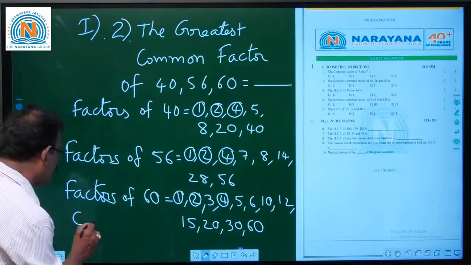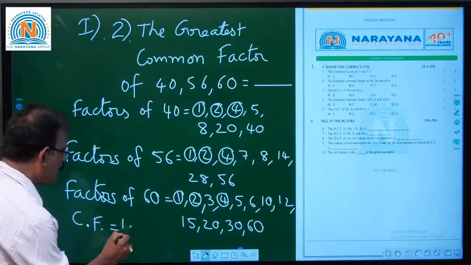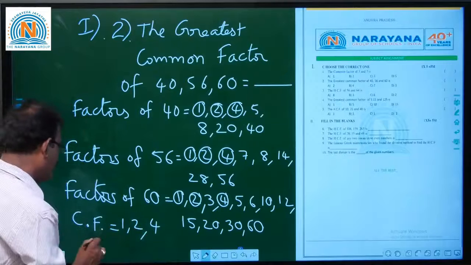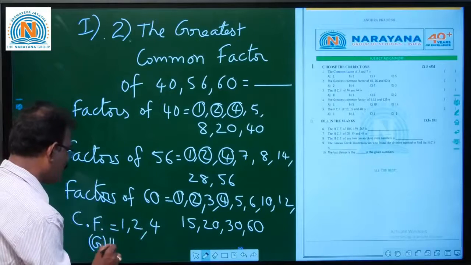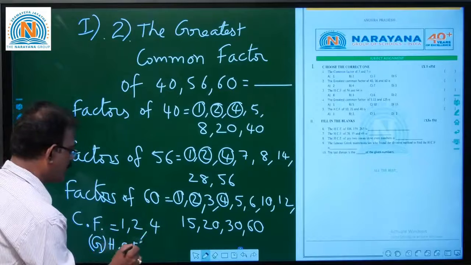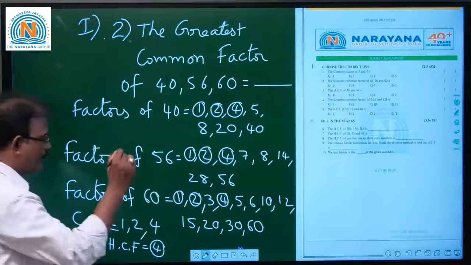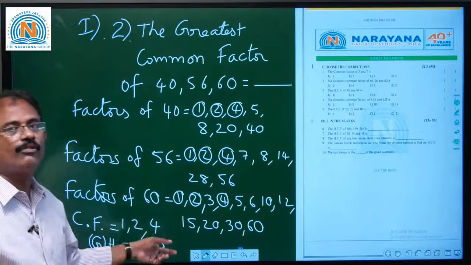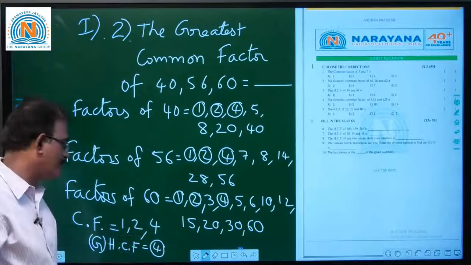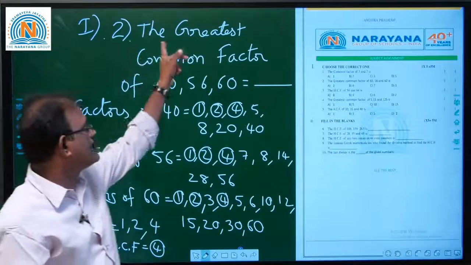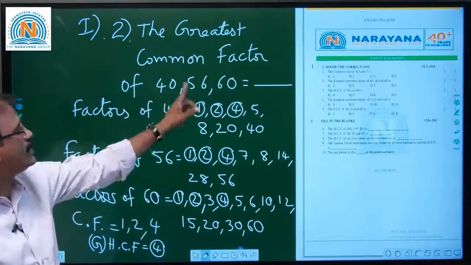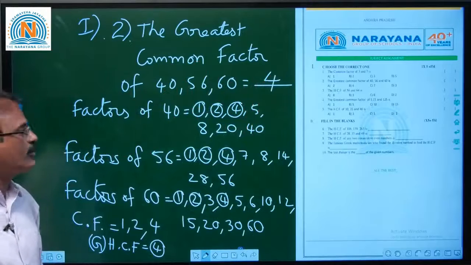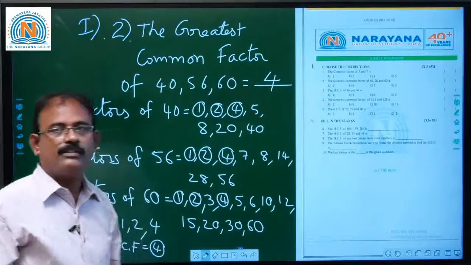So what are the common factors, children? 1, 2, 4. In that, what is the GCF or HCF? Greatest or highest. What are the common factors? 1, 2, 4. In that, what is the greatest? 4. Therefore, greatest common factor of 40, 56, 60 is how much, children? 4. Okay, children. So let us come back to third question.